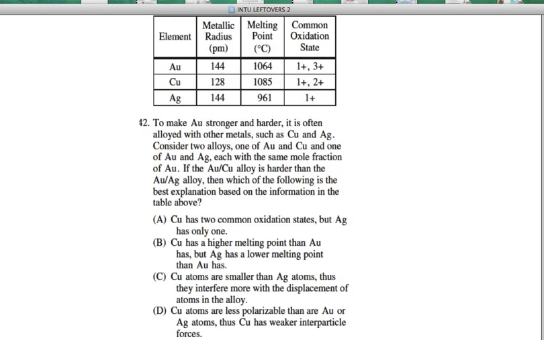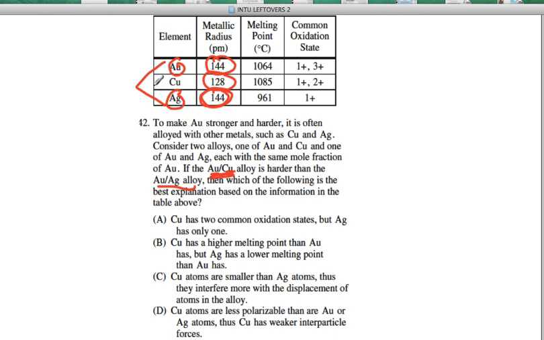So if we go back to the question here, they were talking about the two alloys, right? And they were saying each have the same fraction, but the gold-copper alloy is harder than the gold-silver. Why? If you look at the copper alloy versus the silver alloy, here's copper, here's silver. If you look, the Au and the Ag are relatively the same size. So that's going to be a substitutional one because it's the same size.